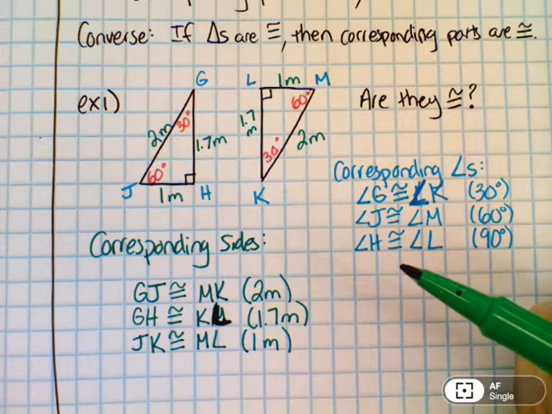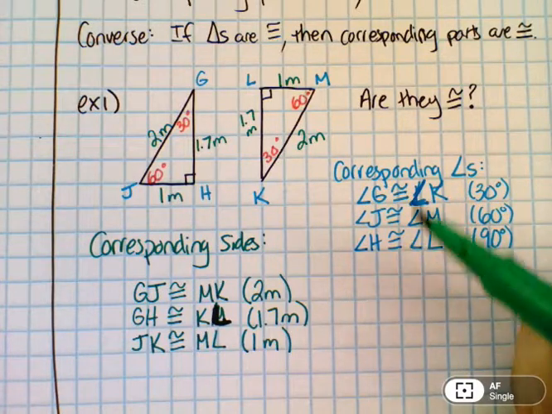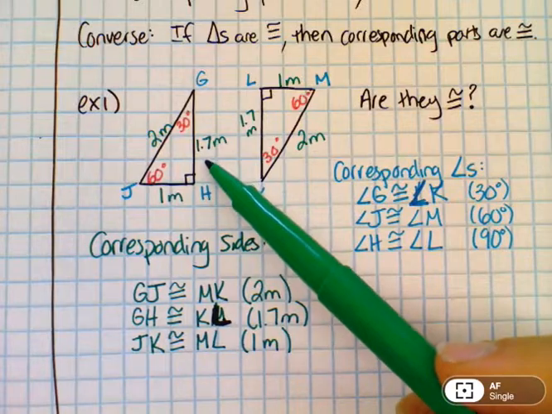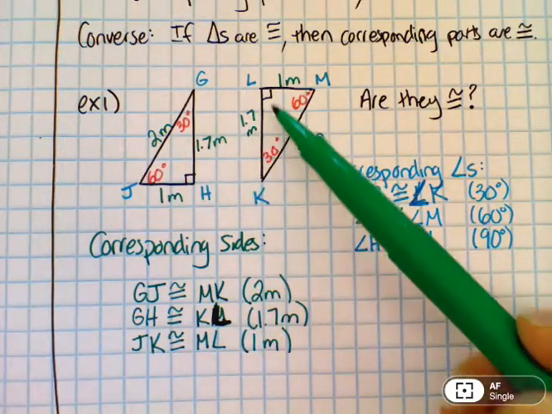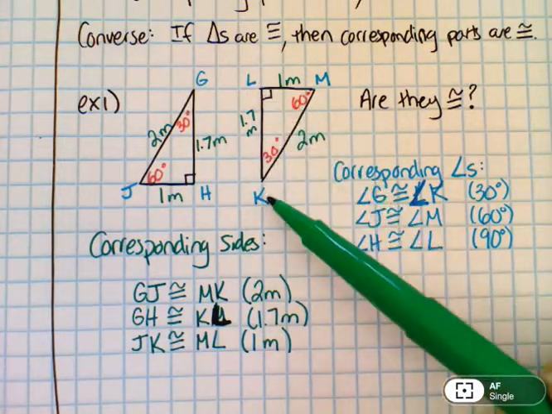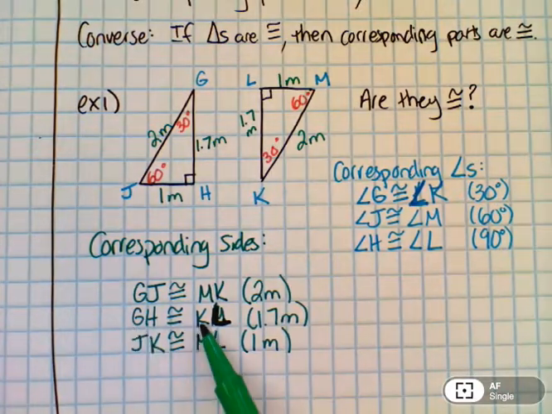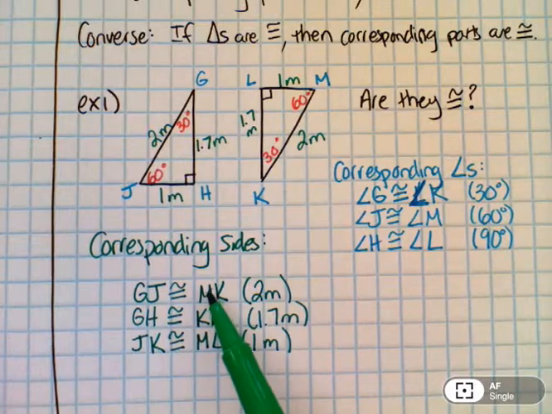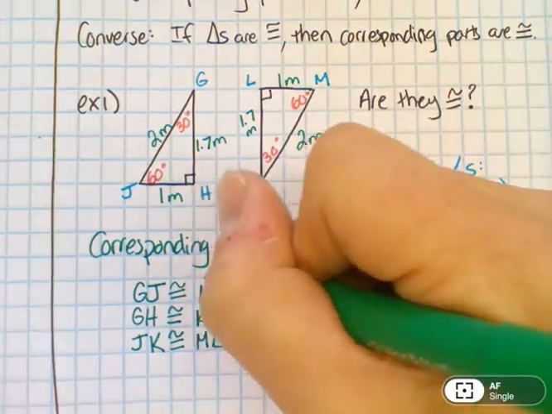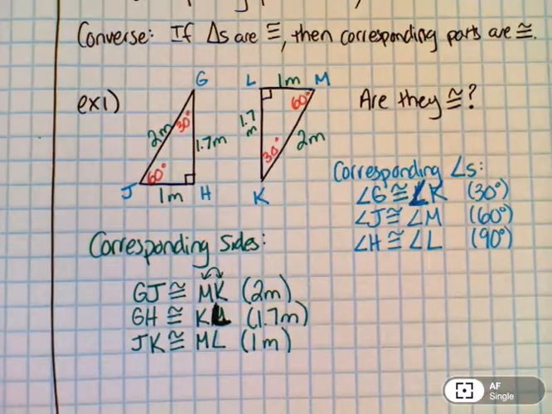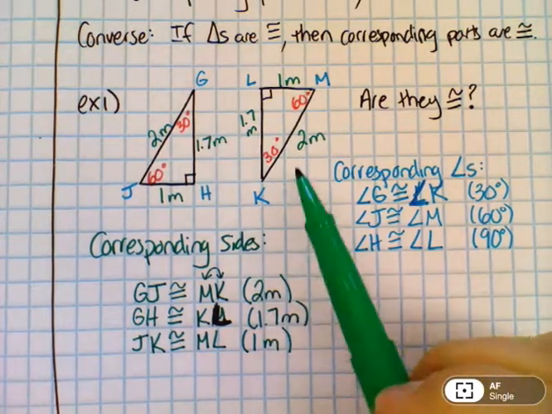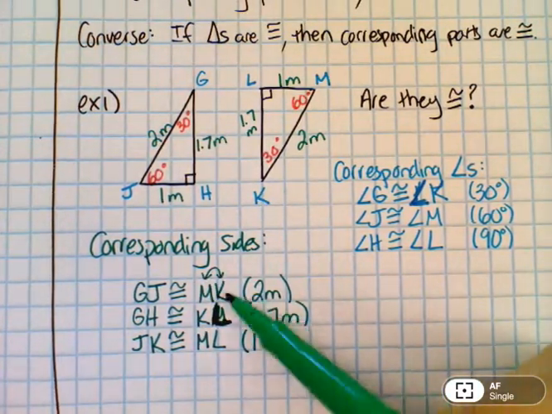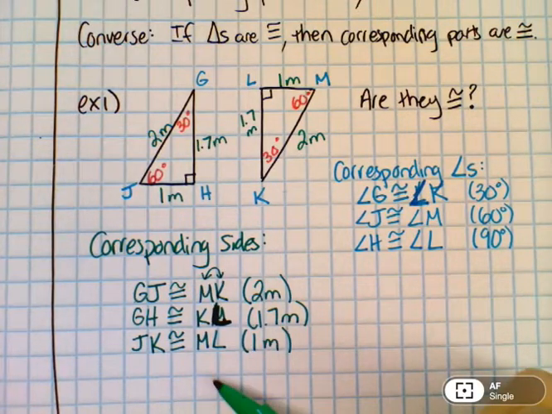So go ahead and look up here and see if you got the same thing that I did. GH is this side, it's 1.7 meters, and that is congruent to KL. I put the K first just because G and K are the corresponding vertices and I wanted to be consistent. I didn't do that here, and it would have been a little better if I had flipped them around, because G and K are corresponding angles, so it's good to write them in the same order. It's not wrong this way, but it's better to do it this way.